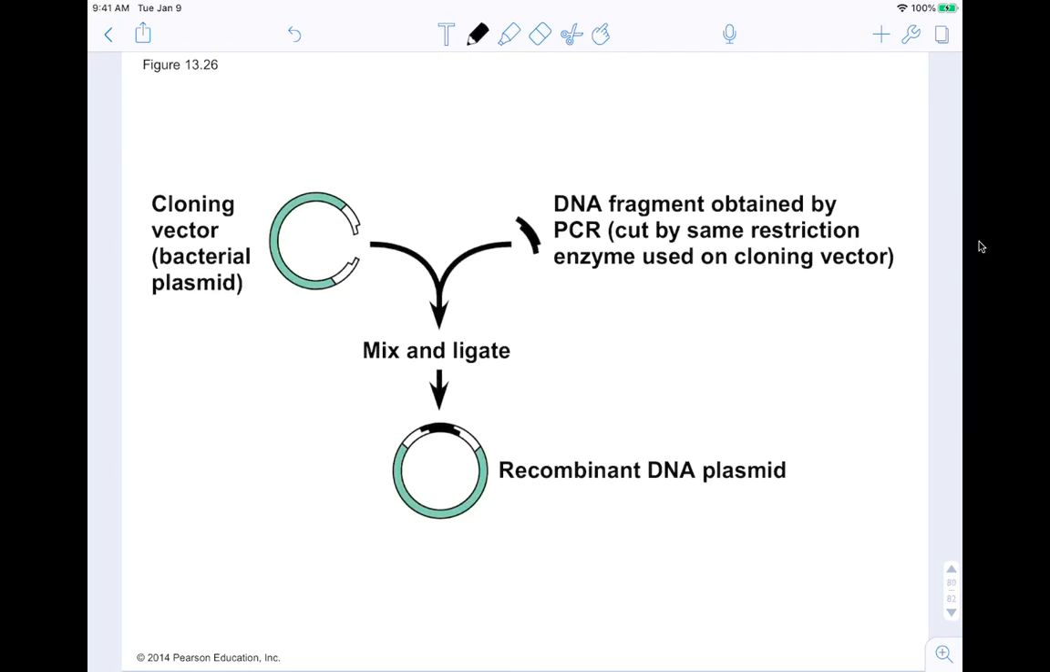So that's essentially what I was just saying. You have the cloning vector that you have opened up, and you have the DNA fragment obtained by PCR. It's cut by the same restriction enzyme used on the cloning vector, which means that it will fit like a perfect puzzle piece. And the ligation will occur because DNA ligase will go in and seal the backbone in order to create your recombinant DNA plasmid. So now whatever this gene is, you're able to express it in a bacterial cell.